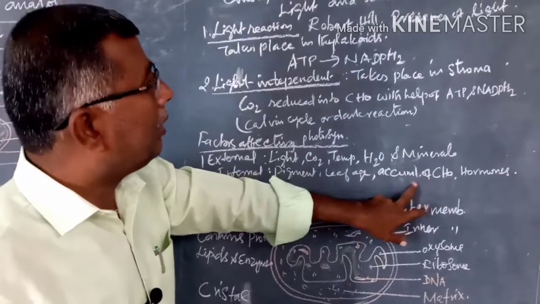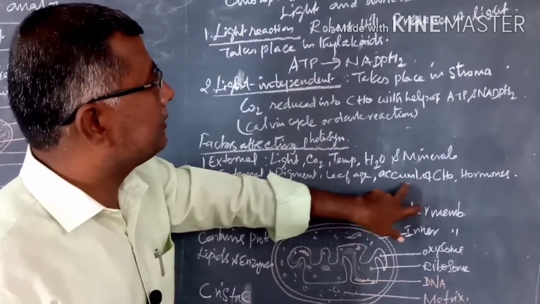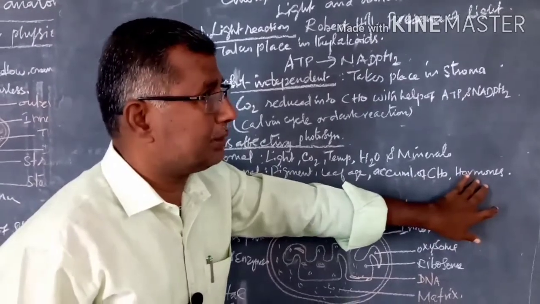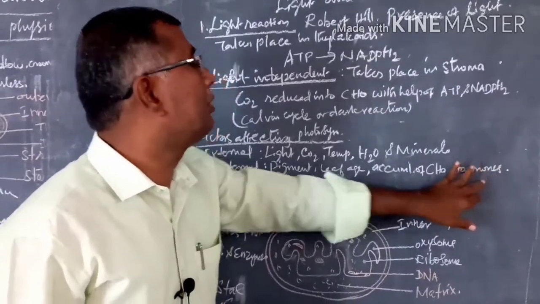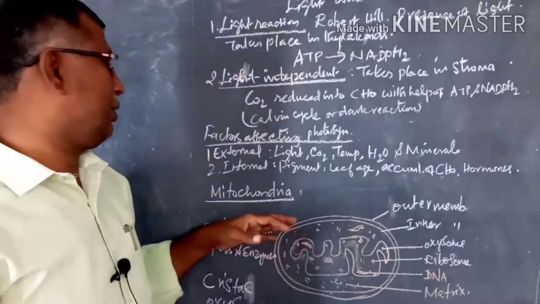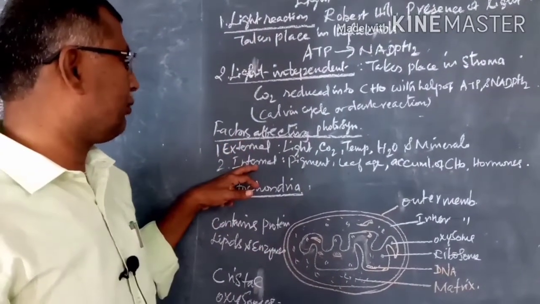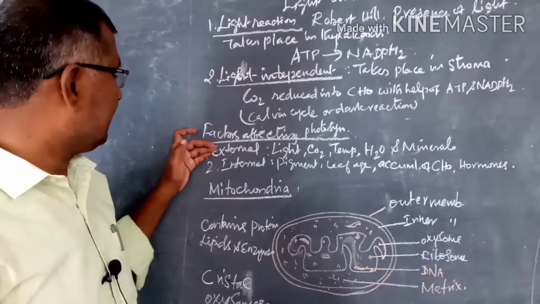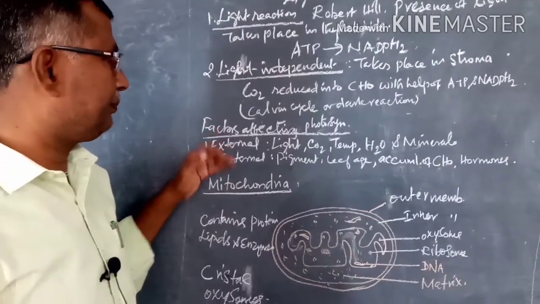Then CHO, that is carbohydrate, accumulation of carbohydrates. Then hormones. If there is an imbalance in hormones, the photosynthesis will be reduced. So photosynthesis is affected by both the external as well as the internal factors.